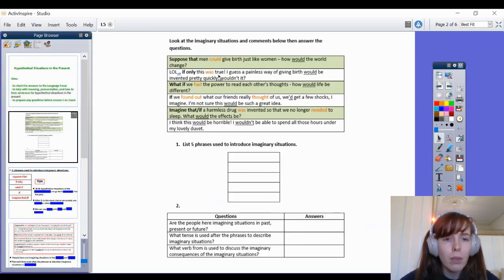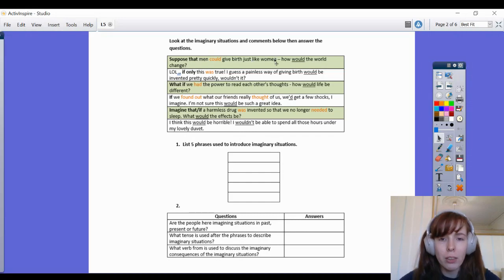So, suppose that men could give birth just like women. How would the world change? This is an imaginary situation. This isn't real, okay? Men can't give birth just like women, okay? That would be quite strange. So this person is hypothesizing. Okay, they're imagining. All right, so they used suppose that. All right, so if only, what if, imagine that, imagine if. These are all further examples of how to introduce imaginary situations.